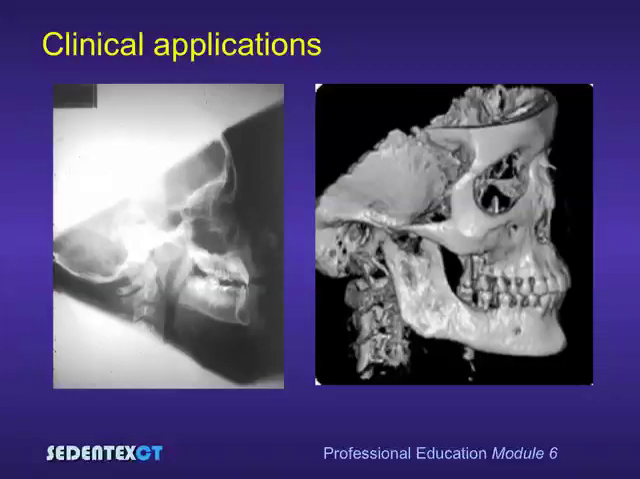So let us move on to the clinical applications of cone beam CT. When we look at two images here, the one on the left is a conventional cephalometric radiograph, the one on the right is a cone beam CT image. One could say that there is no difficulty here. 3 dimensions are bound to be better than 2 dimensions. But just how true is that statement?